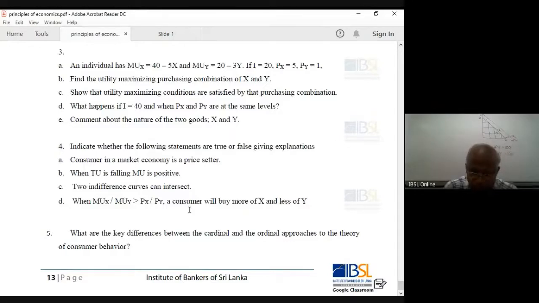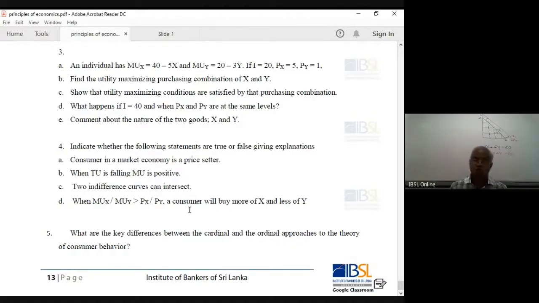The cardinal approach assumes utility can be measured. So the cardinal approach means we develop the theory of consumer behavior assuming utility is measurable. The ordinal approach is developing the theory of consumer behavior assuming utility cannot be measured. That is the second approach. I want you to write the answer.